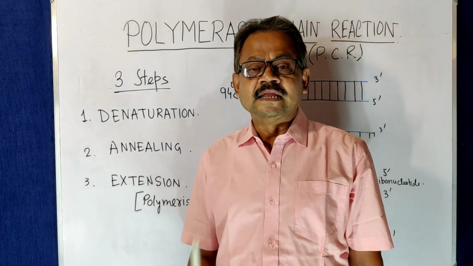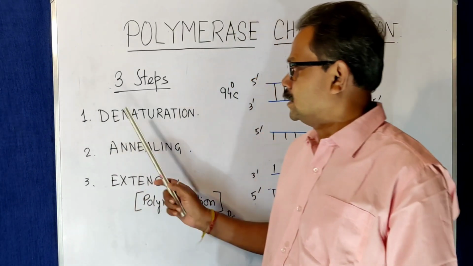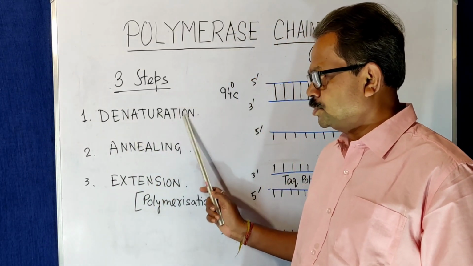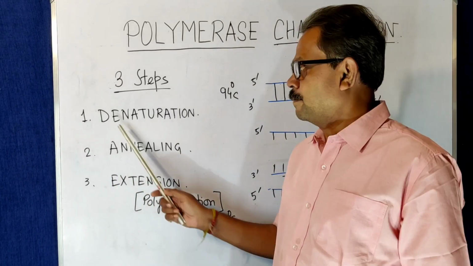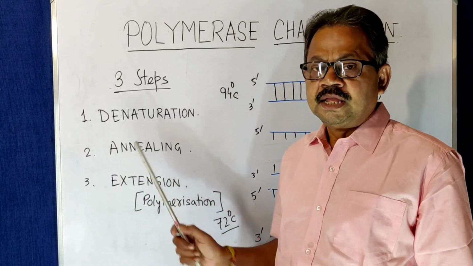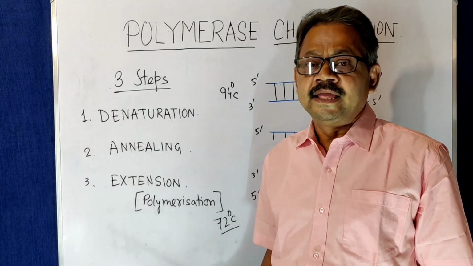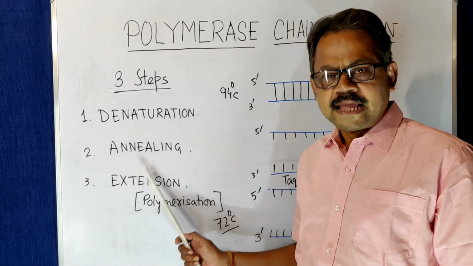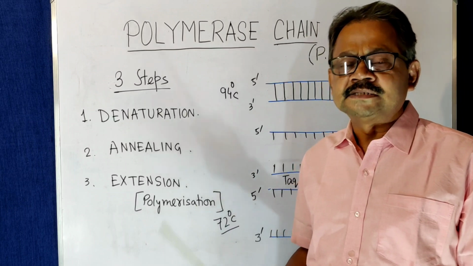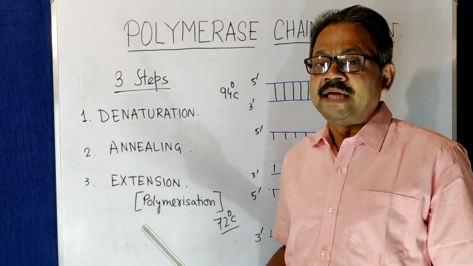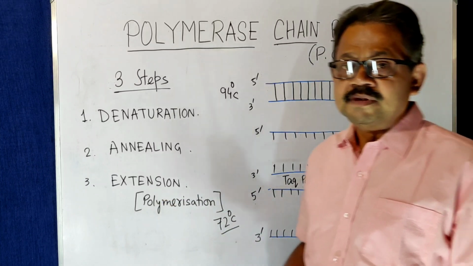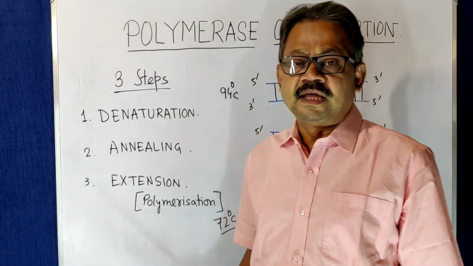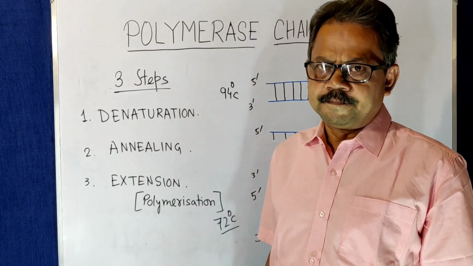Polymerase chain reaction has 3 steps. Number 1, denaturation. Number 2, annealing. And number 3, extension. By the process of denaturation, the double-stranded DNA breaks up. During annealing, at the 3' end of the DNA, a primer is added. And in the extension step, polymerisation takes place to get the copy of the DNA.